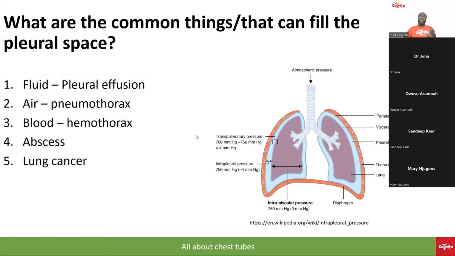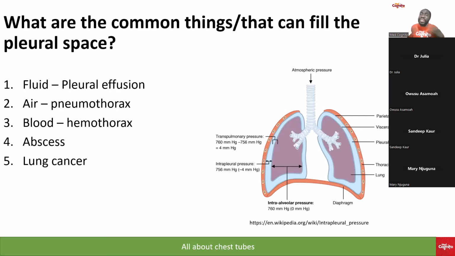Now, what are the things which can occupy that space? Because if we understand the things which can occupy that pleural space, which is negative as far as pressure is concerned, then we can understand why we need to use the chest tube and how to handle the chest tube. So the space can be filled with fluid, regular pleural fluid. We call that pleural effusion. In this space, there's some fluid there already, but that fluid is very limited.